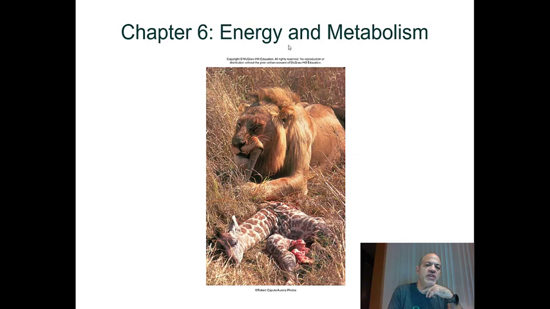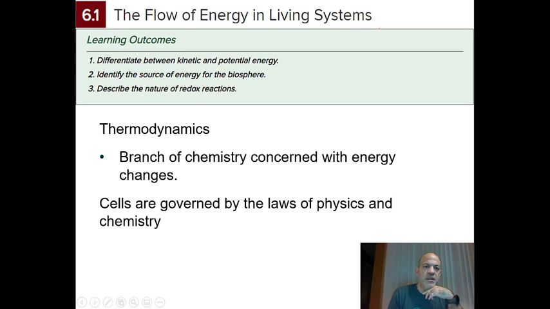Okay, so this chapter is on energy and metabolism. And the first section, we're going to look at the flow of energy in living systems. Your learning outcomes are going to be to differentiate between kinetic and potential energy, and then to identify the source of energy for the biosphere, and then describe the nature of redox reactions.